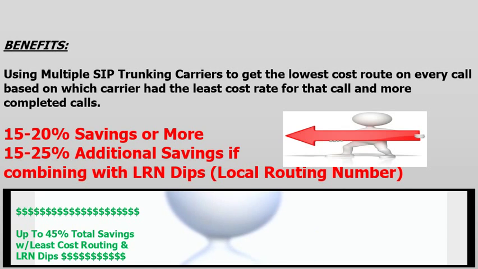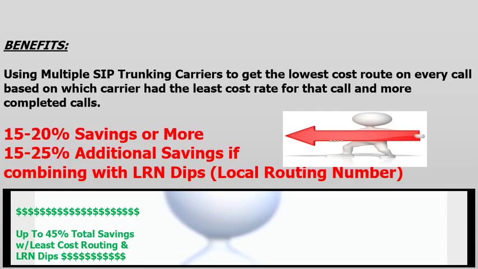The benefits of least cost routing are that with using multiple SIP carriers, you will get the lowest cost route on every call based on which carrier had the lowest cost for that destination, and more completed calls as well. So rather than pay a flat rate per minute, you can easily lower your costs 15 to 20% or more using least cost routing because you're getting the lowest cost on each individual dial.